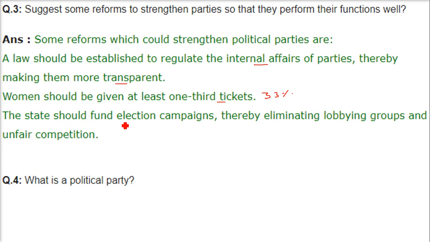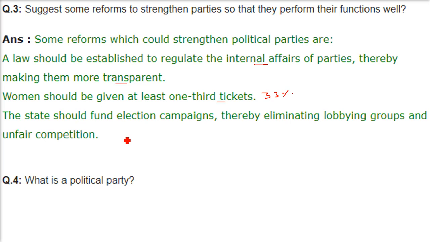The state should fund election campaigns, thereby eliminating lobbying groups and unfair competition. And also, you and I should join politics if we want a clean politics. We must also start some campaigns. We must pressurize the government to follow and check these reforms in their political parties.